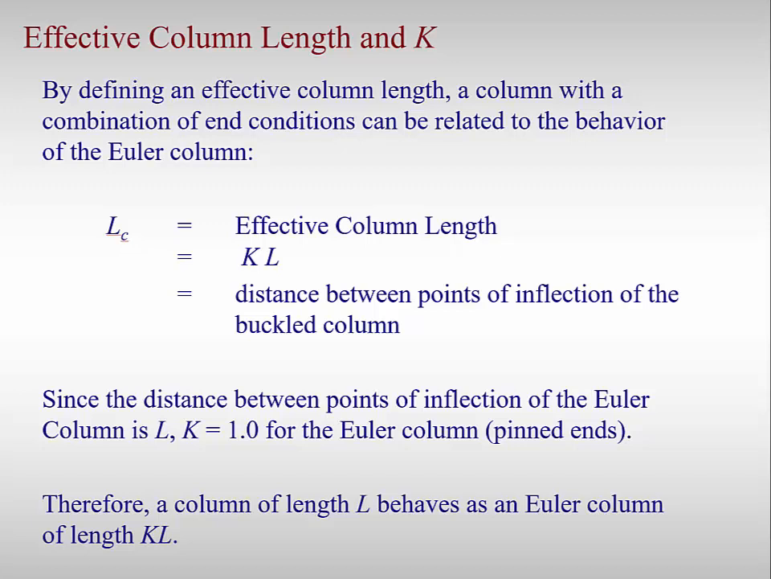The Euler column, with its pinned end conditions, is our baseline or reference column. Its effective length factor is therefore 1. By applying the K factor, the length of a column with other end conditions can be adjusted so it behaves like a pinned-ended column. For example, a column with both ends fixed would be much stiffer than a pin-pin column, and hence its buckling load would be higher. Therefore, a K factor less than 1 is used to give it a shorter length, which will result in a higher buckling capacity when calculated using the Euler buckling formula.